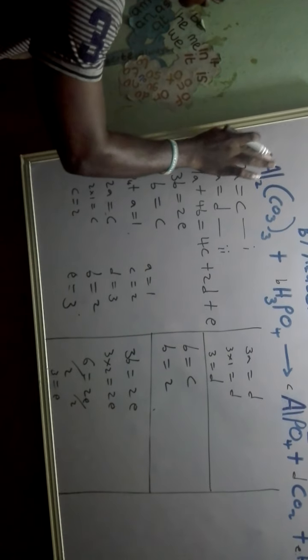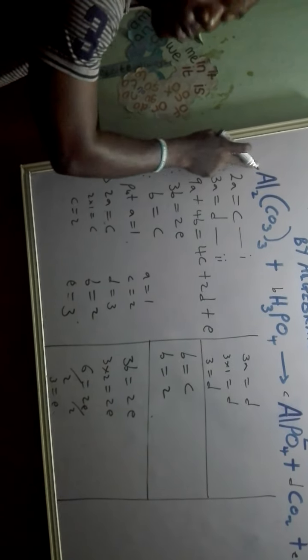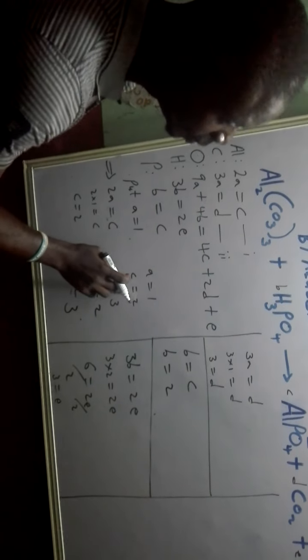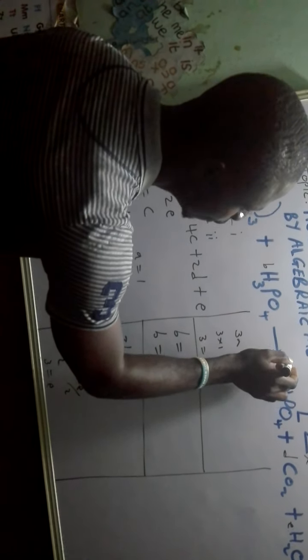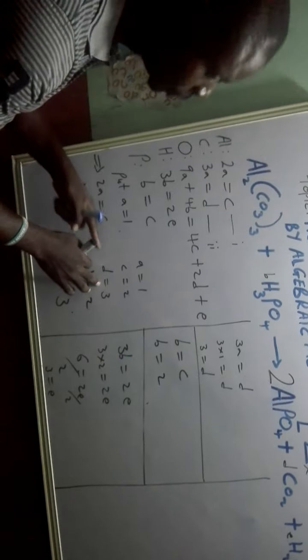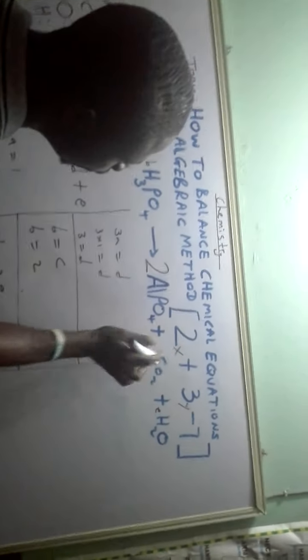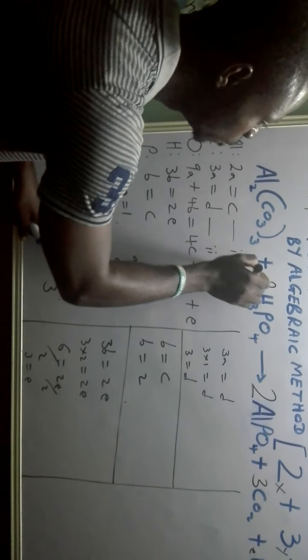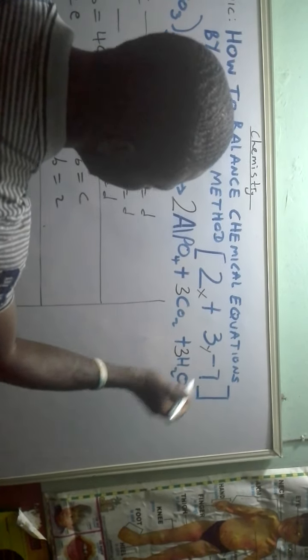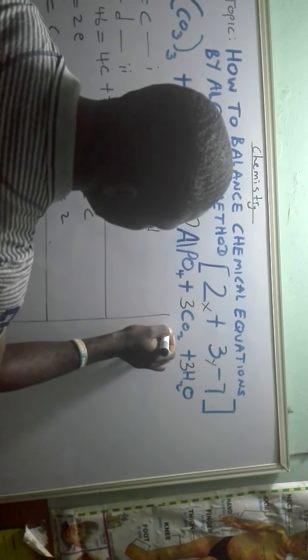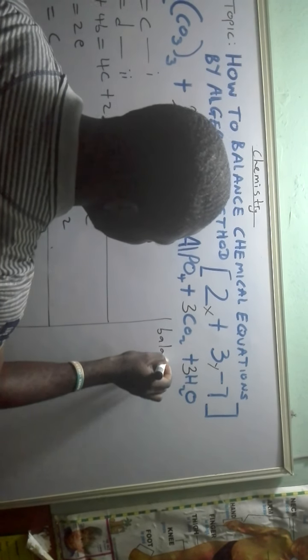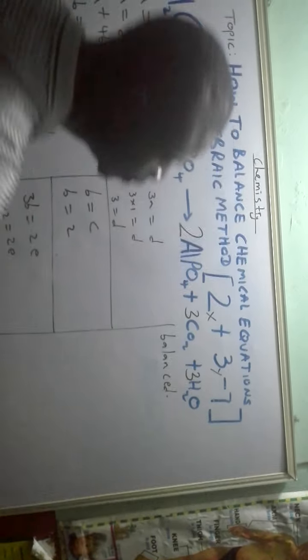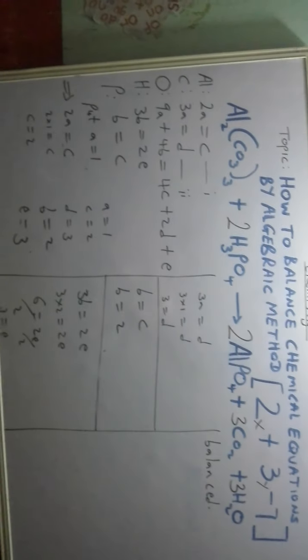So you now go back. A is 1, so you don't need it. It's like we have an invisible 1 here. Then we have C to be 2, you put 2 here. Then D is 3, you put 3 here. B is 2, you put 2 here. Then E is 3, you put 3 here. So the equation is now balanced. Did you see that? As simple as that.